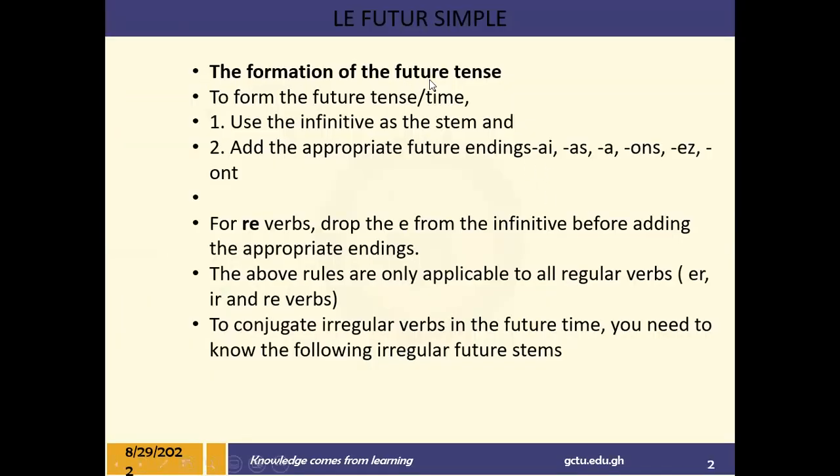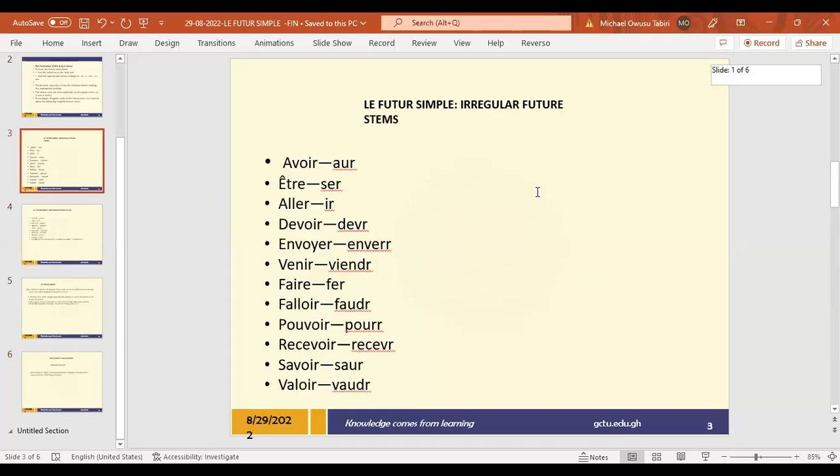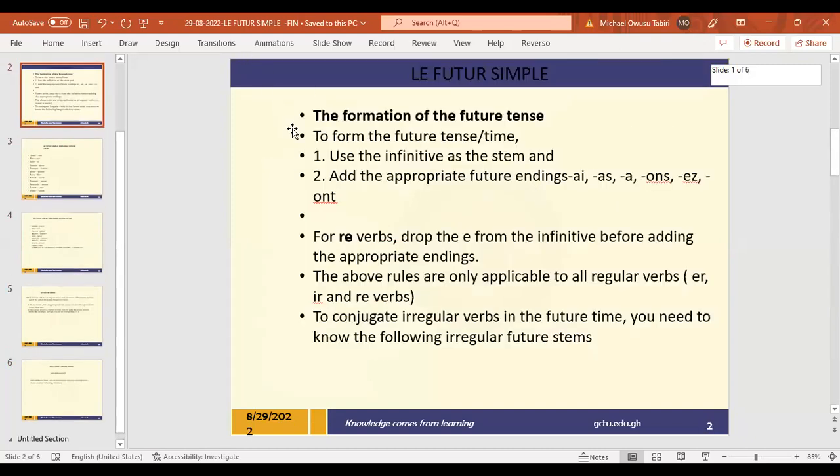So look at the formation of the future tense. This is in English, so you should be able to read and understand here. To form the future tense, first of all, you need to use the infinitive as the stem. And two, add the appropriate future endings to the word. Then you get it accordingly.